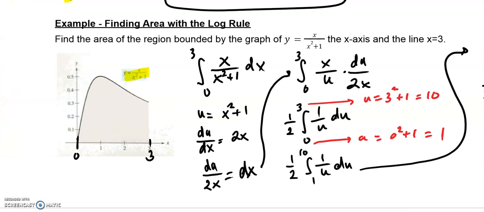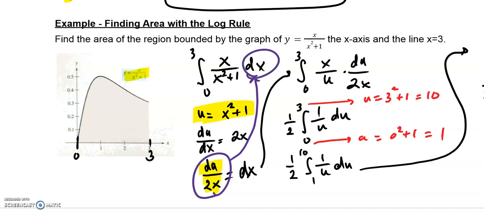Okay, so let's see how you did when you set up your integral. We did that. Our u should be x squared plus 1. And then when we solve for dx, that's du over 2x. And so I am taking that and substituting it in for my dx right there. And that's where I get the du over 2x there.